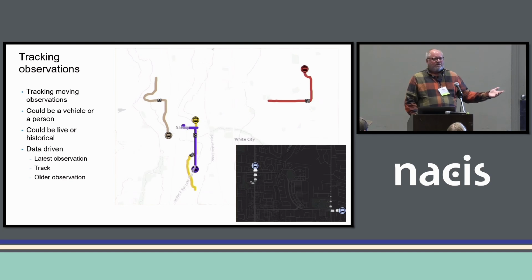You can also do things like tracking observations as they move. This could be a vehicle or a person. It could be live, like you've got a sensor on you, or it could be historical. I'm going back and making sure that everybody visited every house in the disaster zone.